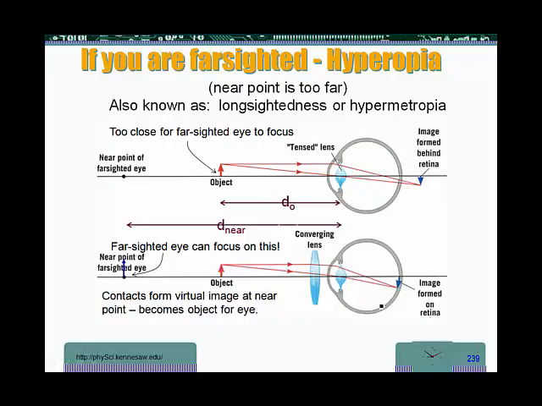The other common eye defect is what we call hyperopia or farsightedness. In this case, the near point is too far. It is also called long-sightedness or hypermetropia. Now, farsightedness usually occurs to older people for most of us. But then there are some people who are farsighted from birth.